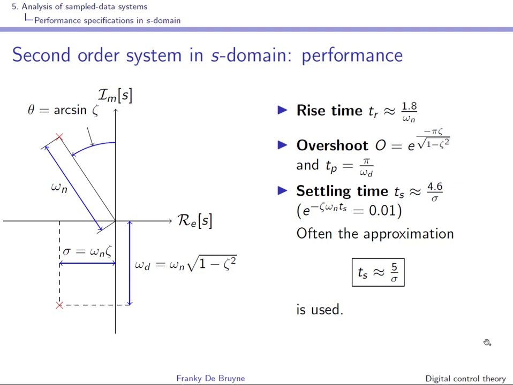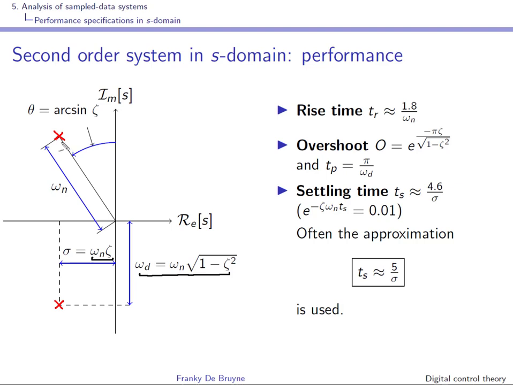Well, this is the dominant second order pole configuration. You see here that the pair of complex conjugate poles are over here, right? So the real part is sigma, it's omega n zeta. This is what we had obtained previously, and the imaginary part is the damped frequency, which is the natural frequency times the square root of 1 minus zeta squared.